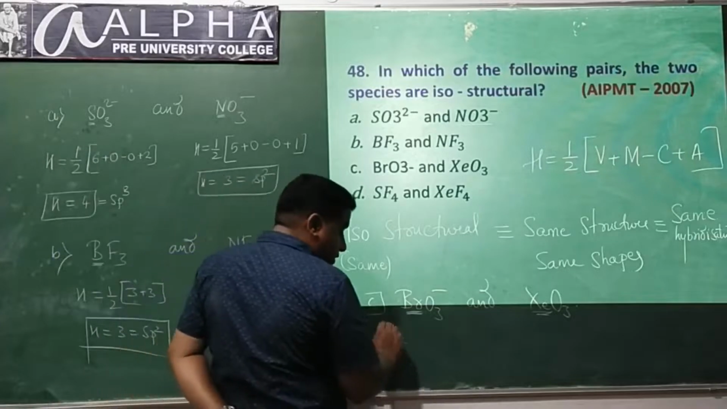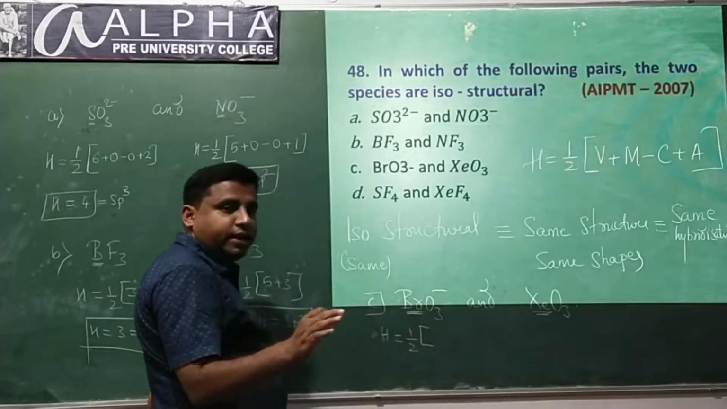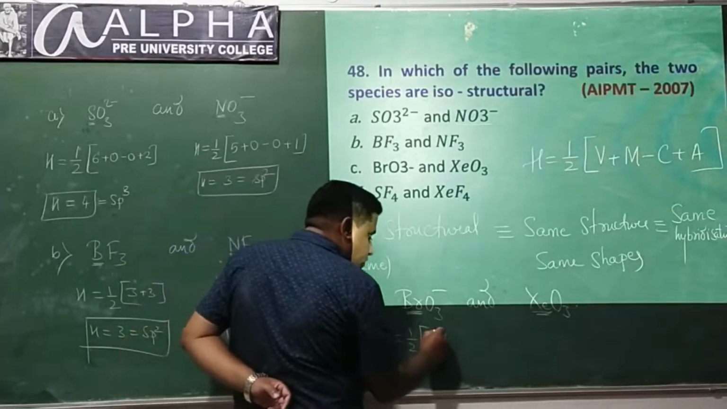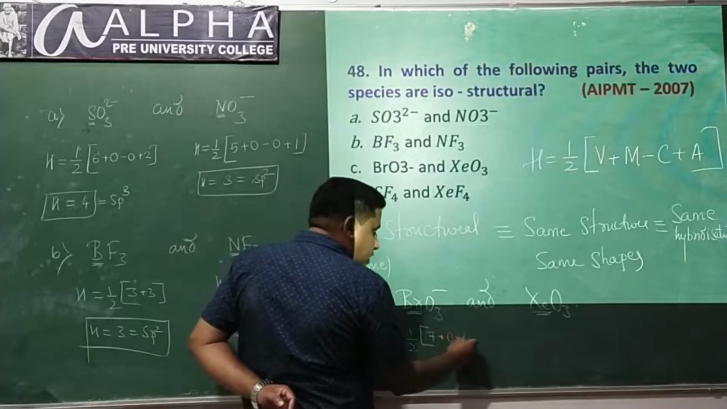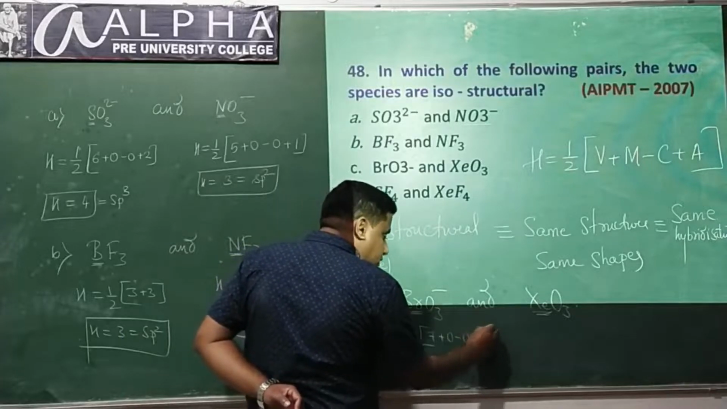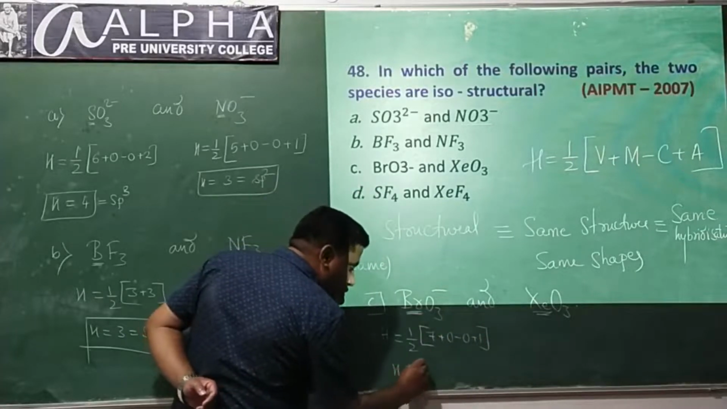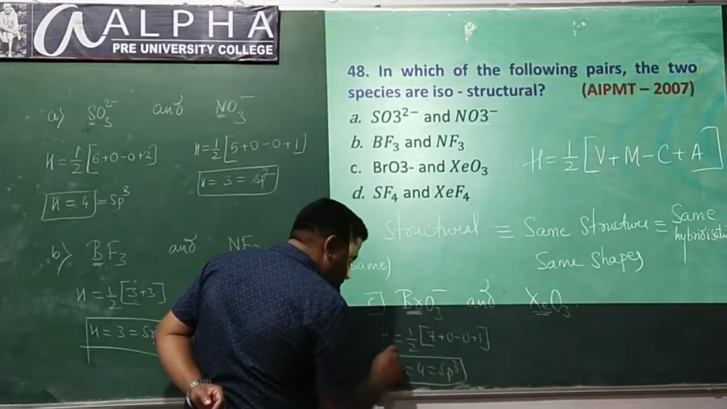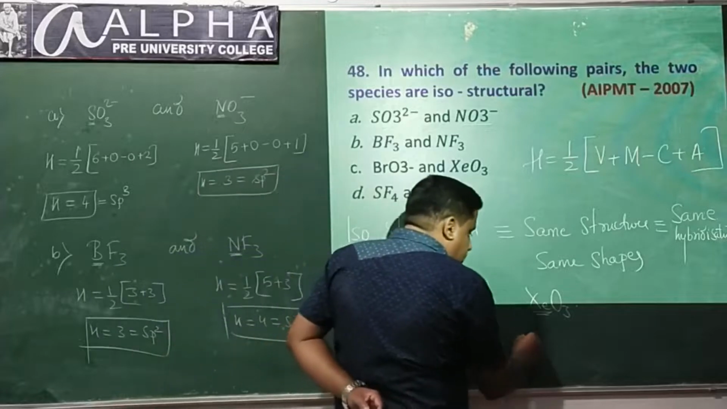So hybridization is half of bromine, halogen family, 17th group, 7 valence electrons, plus monovalent atoms 0, positive charge 0, there is 1 negative charge. So 7 plus 1 is 8, half of 8 is 4, which means sp3 hybridization.